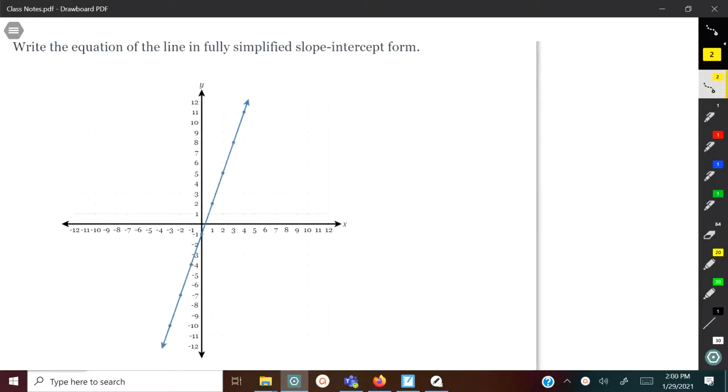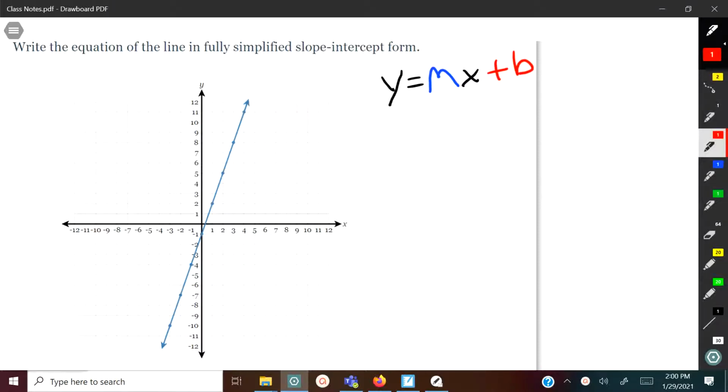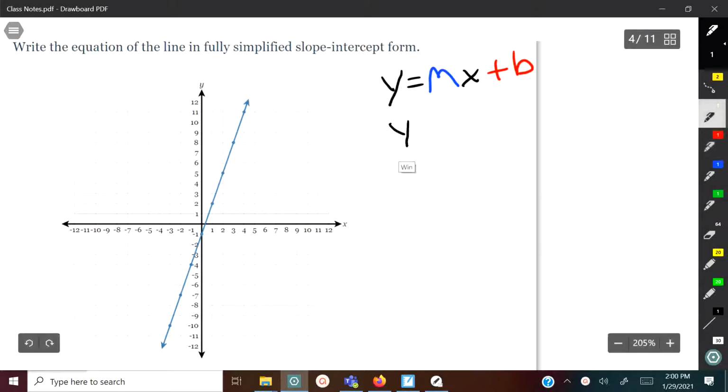Okay, so in order to write these equations, all we need to do is find the slope and the y-intercept. That's all we need to do. So I'm going to write that out here: y equals mx, with m being the slope, and plus b, with b being the y-intercept. So all we need is to plug in the slope and the y-intercept. We just need to fill those in, and the equation's done. That's it.